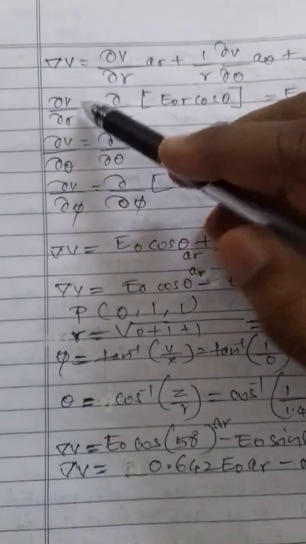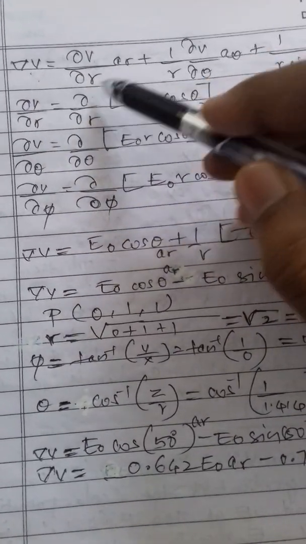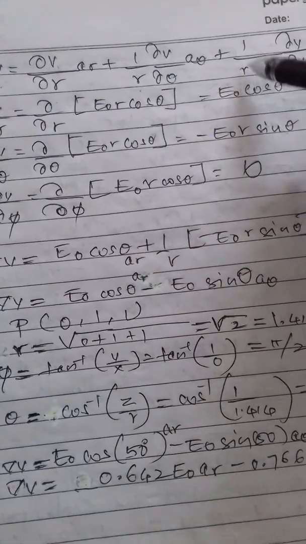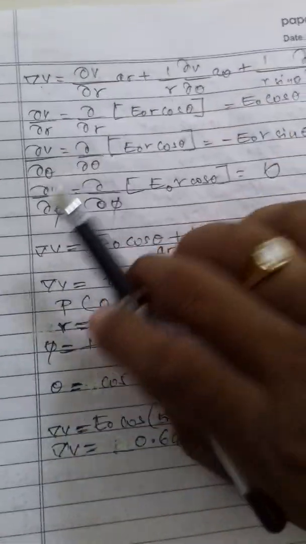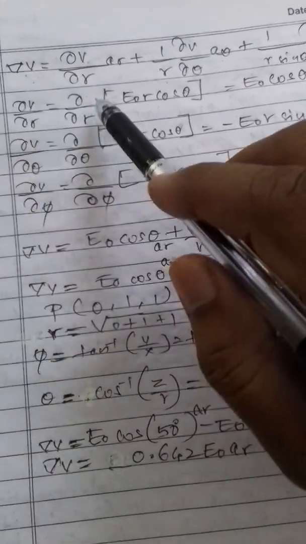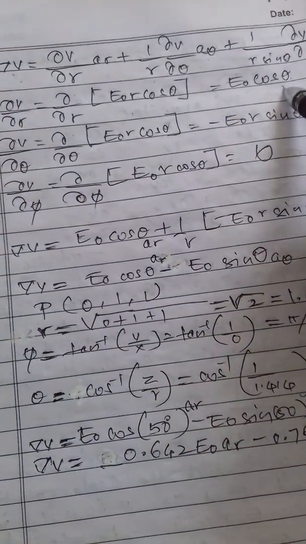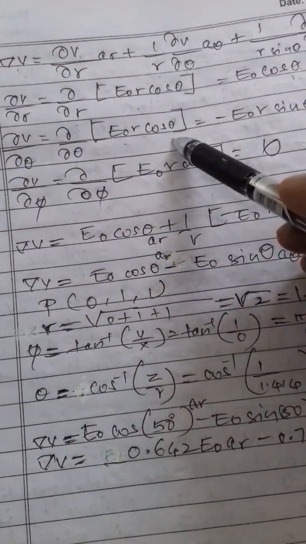The gradient of potential is dou V by dou r a_r plus 1 by r dou V by dou theta a_theta plus 1 by r sin theta dou V by dou phi a_phi. That is the gradient of potential in the spherical coordinate system. Now dou V by dou r is dou by dou r of E naught r cos theta, which is equal to E naught cos theta. Now dou V by dou theta is dou by dou theta of E naught r cos theta, which is minus E naught r sin theta.